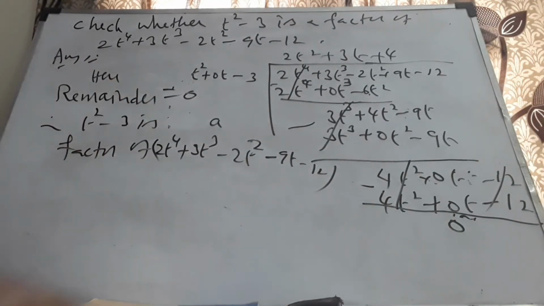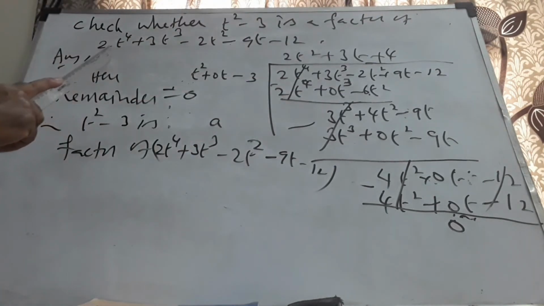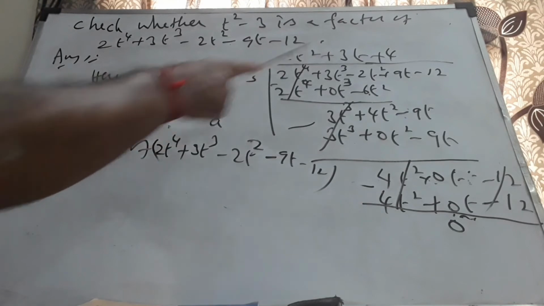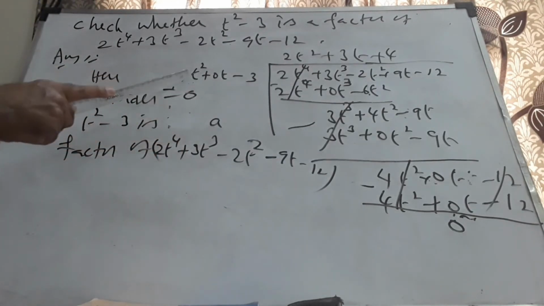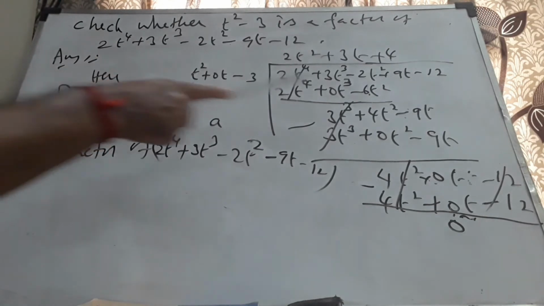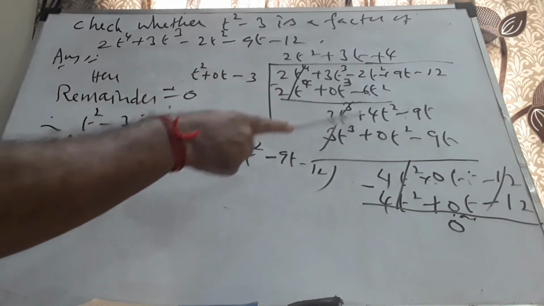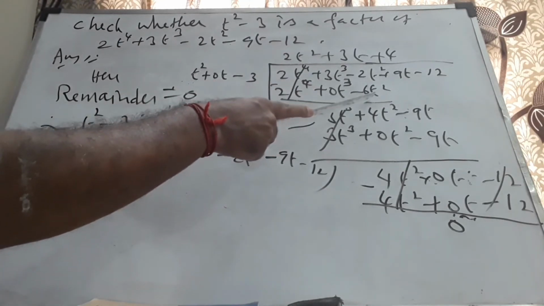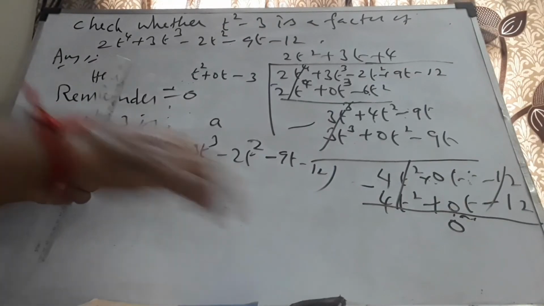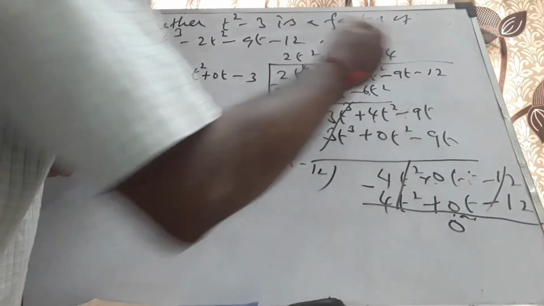I'll explain once again. Okay, check whether t square minus 3 is a factor of 2t power 4 plus 3t cube minus 2t square minus 9t minus 12. Let me just divide as usual. 2t power 4 by t square is 2t square. 2t square into t square is 2t power 4, 0t cube, then minus 6t square. Subtraction gives you 3t cube. Minus of minus is plus 6, 4t square, minus 9t is brought down. Sorry, there's a change here. Minus 9t is brought down.